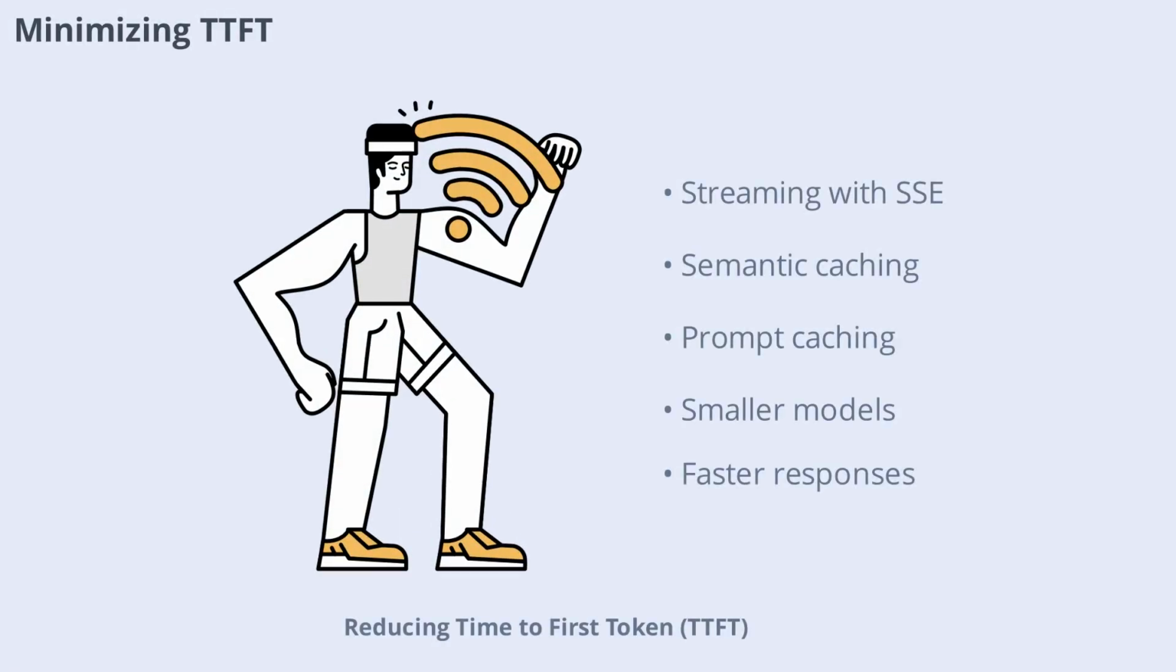Reducing time to first token (TTFT) is essential for responsive LLM applications. You can implement streaming with server-sent events (SSE), use semantic caching for repeated prompts, and leverage inference engines with prompt caching enabled, such as vLLM. Choosing smaller, distilled models also helps. These strategies ensure users receive answers quickly, improving satisfaction and engagement.